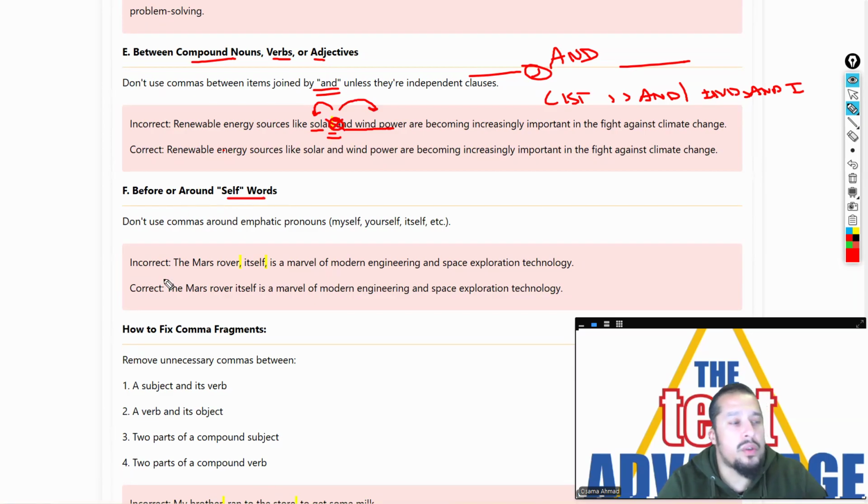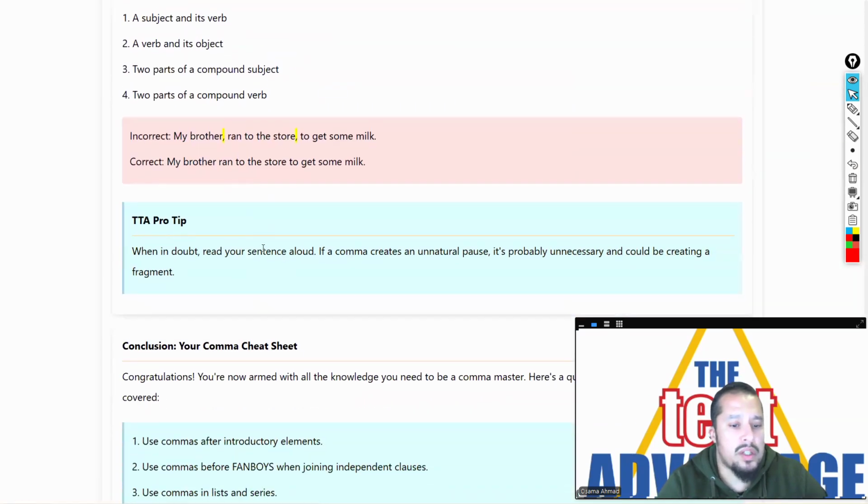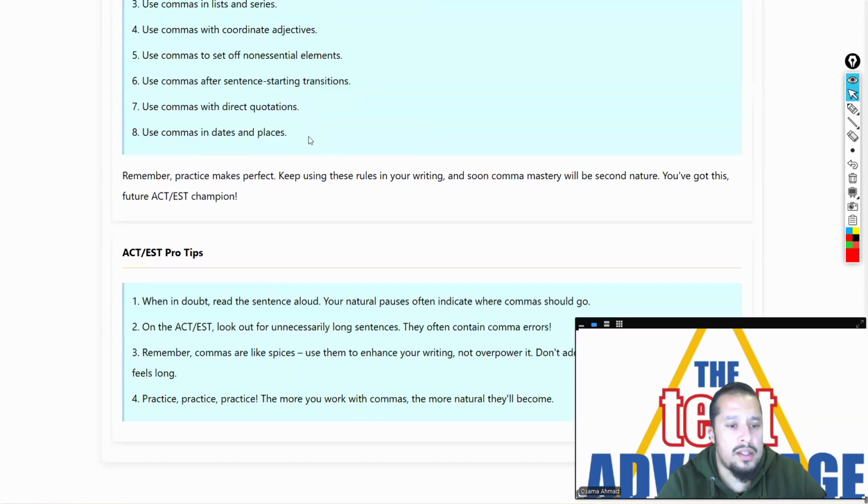Before around self words, right? So myself, yourself, itself, himself, themselves. No comma before or after them. How to fix comma fragments? Remove the comma. Easy topic, right? Easy topic. Now, lots of rules, I know. Just simplify the topic a bit. How can I simplify the situation?